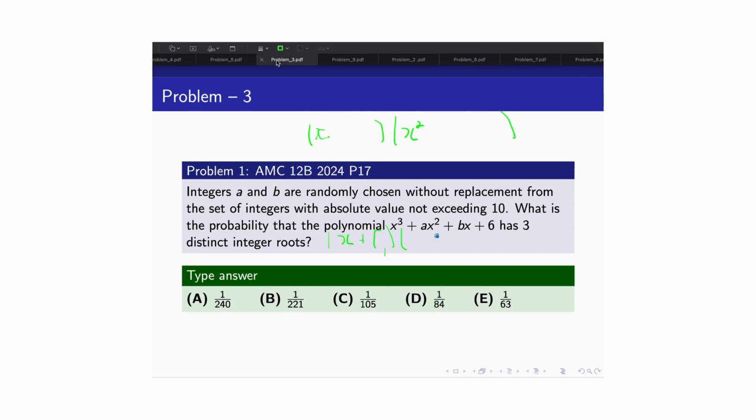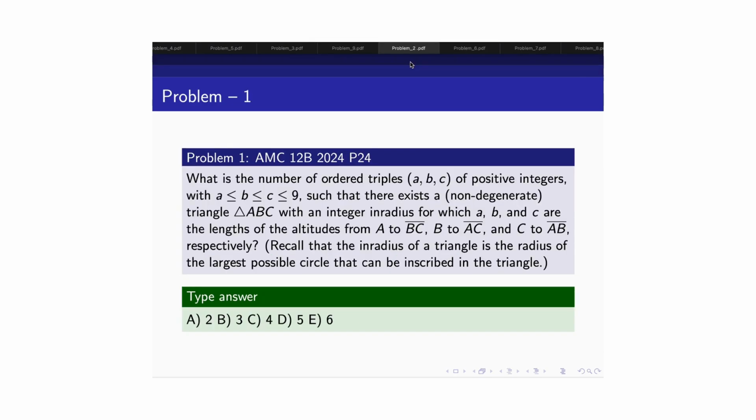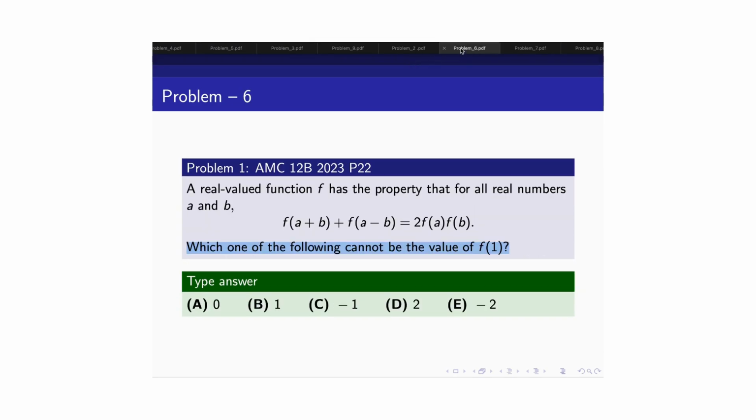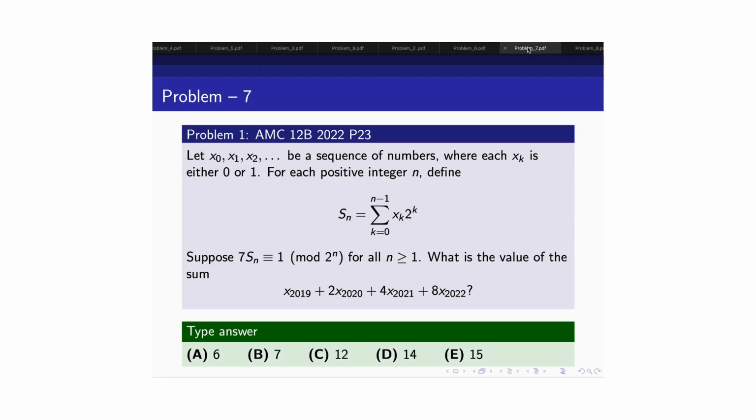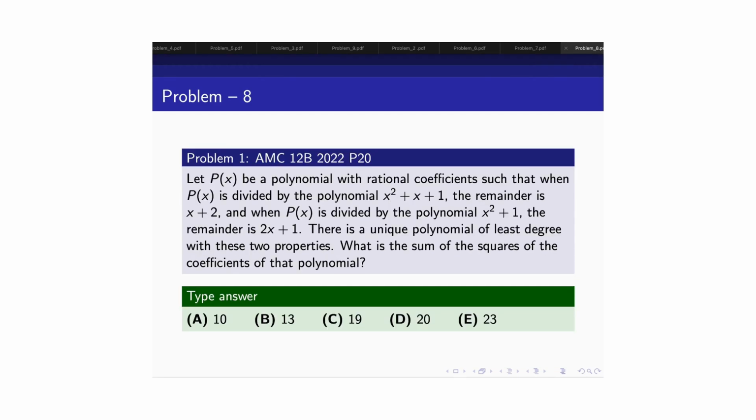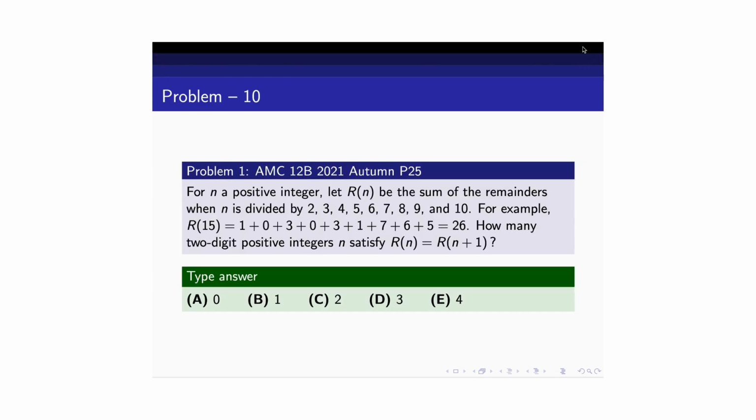Now we solved problem 3, problem 9, and let's go to problem, I think, 22. Should I do 22? Which one? Okay, never mind.